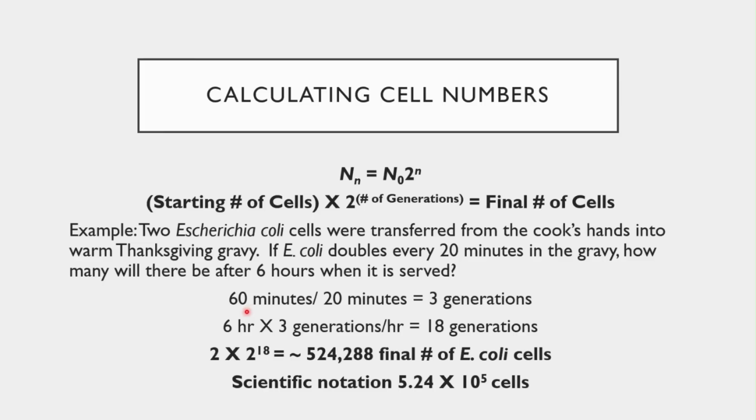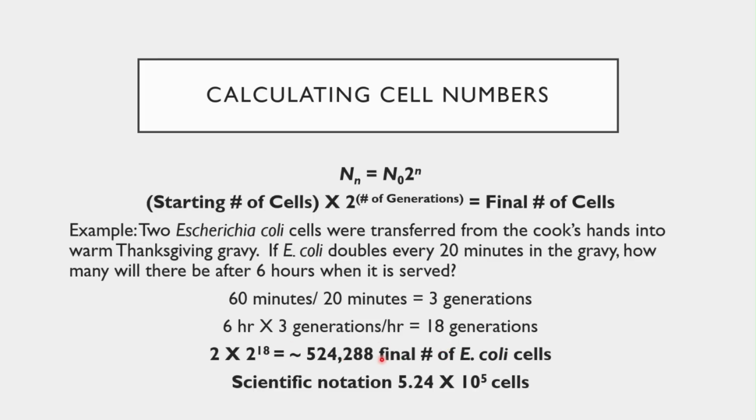Well, we know that for every hour there's 60 minutes. So 60 minutes divided by 20 minutes means there's 3 generations an hour. And there's 6 hours. So 6 times 3 generations per hour equals 18 generations. And so if we plug this into our formula, n naught, number of cells at the beginning, is 2. And we're going to multiply that by 2 raised to the number of generations, 2 to the 18th. And that's going to give us a total number of about 500,000 E. coli cells in that gravy.